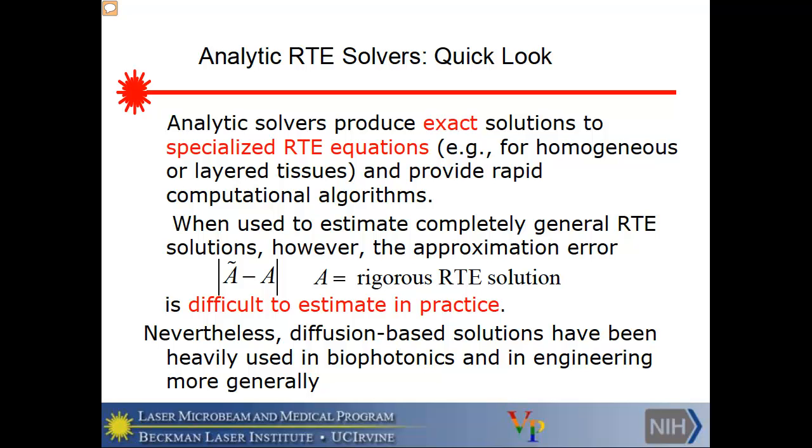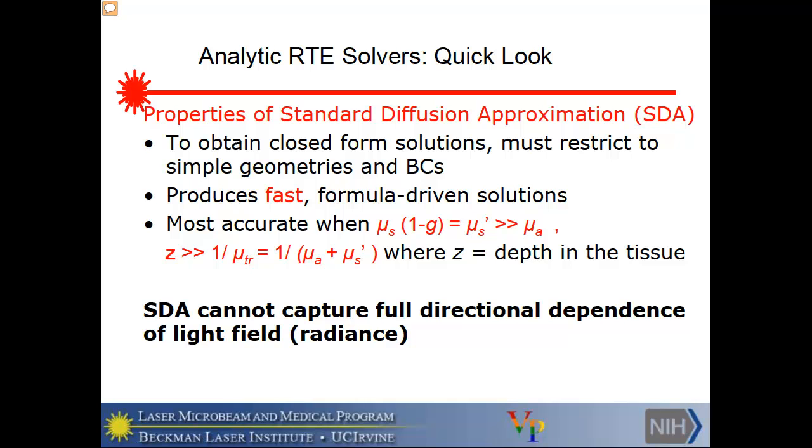So if you're using, say, standard diffusion to estimate the solution, the radiance distribution, the approximation error, A tilde minus A, where A is the rigorous solution, it's difficult to estimate. And so it's not easy to have evidence of how bad an error you're making with it. But nevertheless, as I said, diffusion-based solutions are still heavily used in biomedical applications and in other engineering as well.